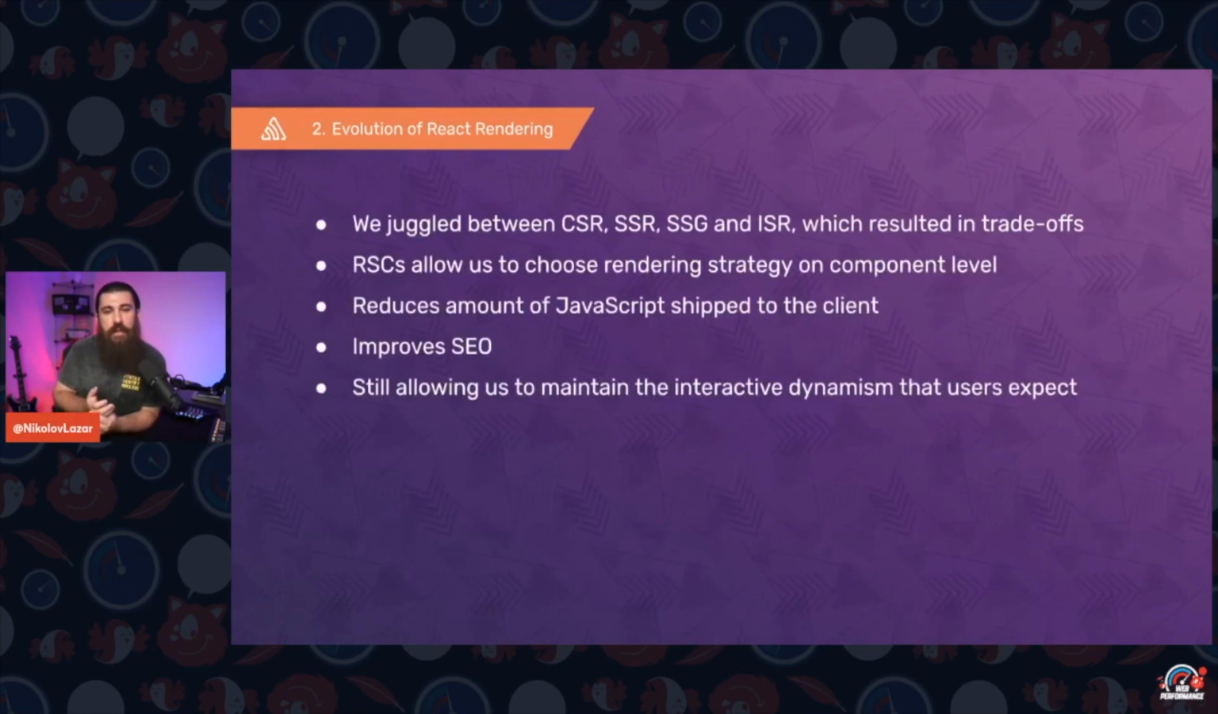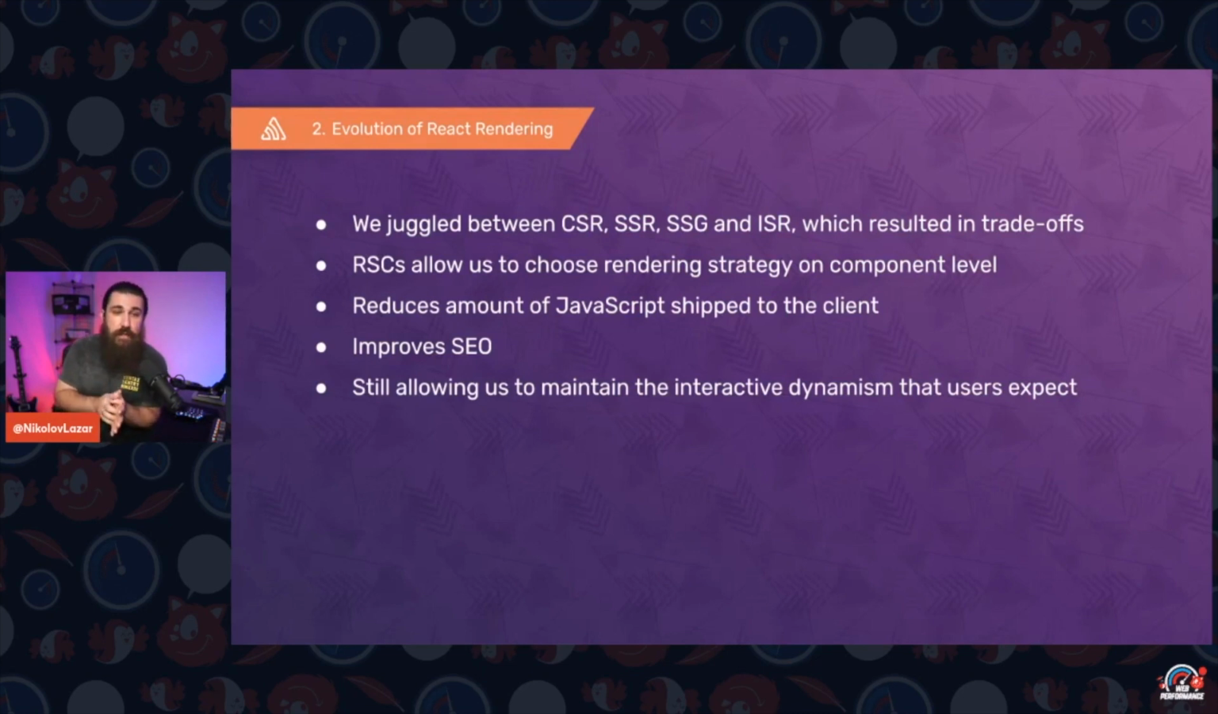But as you see, up until this point, we juggled between client-side rendering, server-side rendering, static-site generation, and ISR, and that only resulted in trade-offs. So in order to fix something, we had to break something else, right? There were always trade-offs. And I think RSCs is the next logical step in this progression, right?